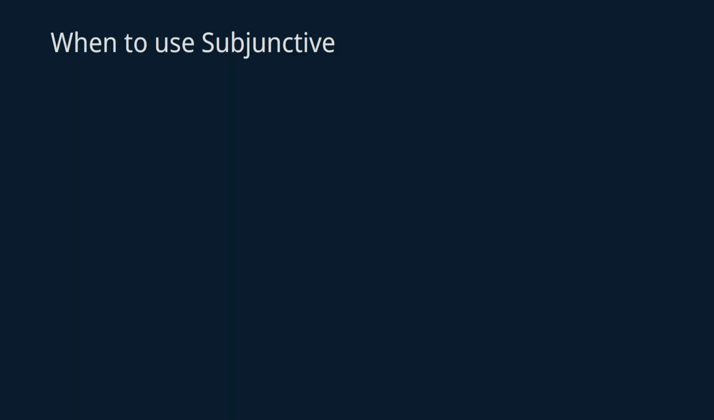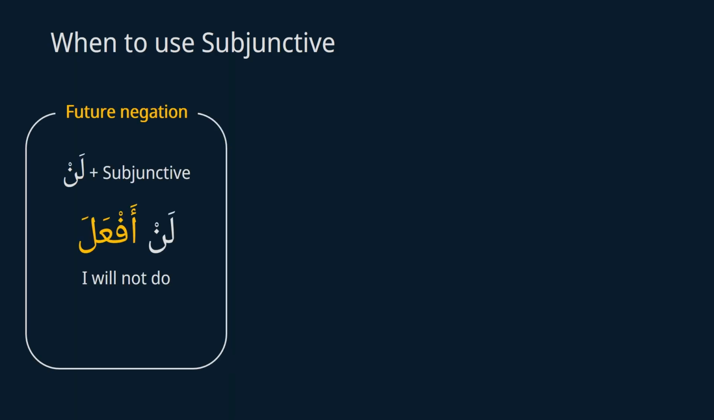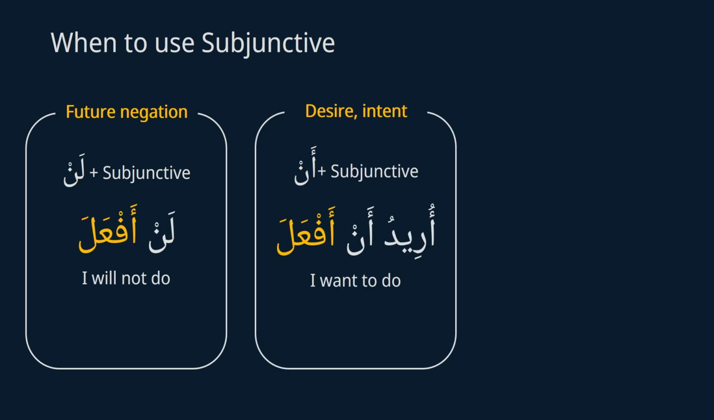Subjunctive has many usages, but in this video we'll cover 3 of them. First, we use it to negate the future tense. To do so, we use the combination of len plus subjunctive. For example, len afala means I will not do. Next, we use the subjunctive with the an particle to express desire or intent, and so on. For example, uridu an afala means I want to do.